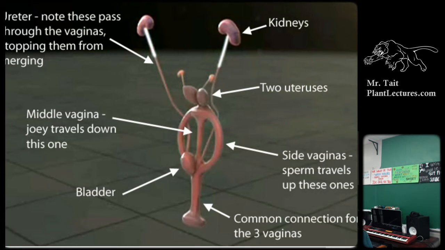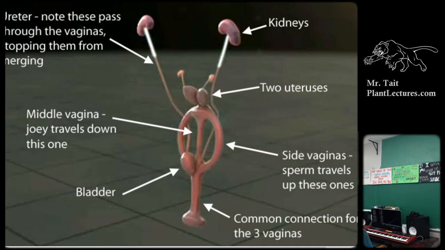This tube is the birth canal, right? So this is where the little baby joey comes out. This tube is connected to this uterus, and this tube is connected to this uterus, right? So a male kangaroo's penis has to be curved so that it gets into one of these side tubes here, because this center tube doesn't accept sperm.